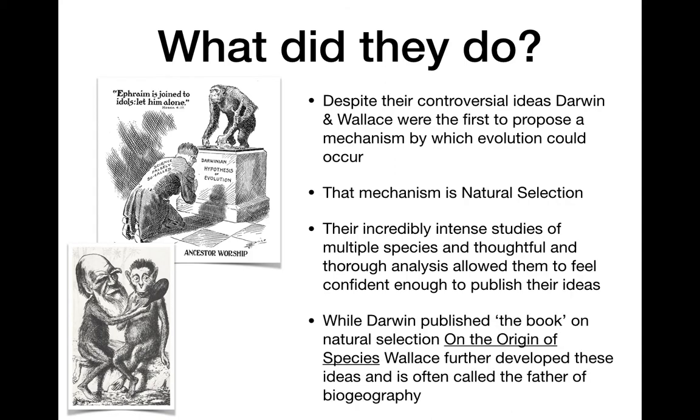So Darwin published his book on the origin of species. Wallace did more work on this in what's called biogeography, which is the relationship between the environment where the organisms live, the geography of it, and the life living there. The bio is life, of course, right? So biogeography was his big thing, and that's a key aspect of natural selection.